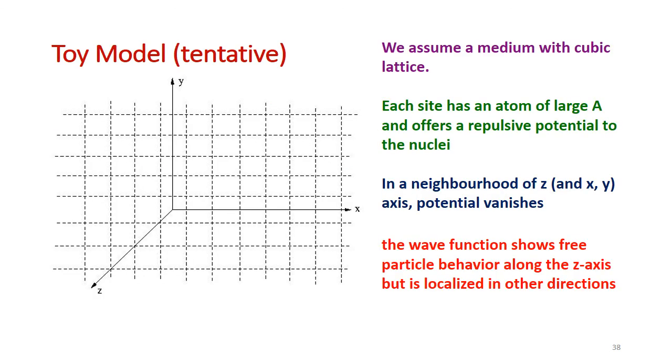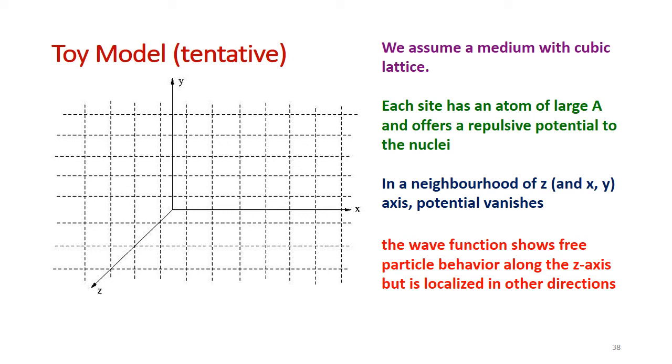Let me give you a toy model which is tentative. The idea seems to work intuitively, but the mathematical details have still to be worked out. We assume a medium with a cubic lattice. This is what I'm showing out here. Each site has an atom of large A and offers a repulsive potential to the nuclei. In the neighborhood of the Z, X and Y axes, the potential actually vanishes. So along this axis, there is no potential, there are no atoms out here.